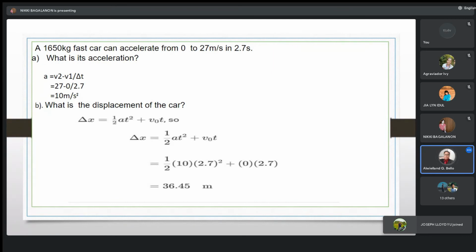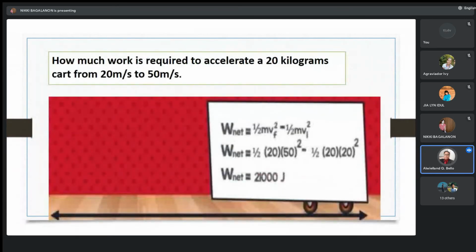Can you go back to the previous one? That's it. How much work is required to accelerate a 20 kilogram cart from 20 meters per second to 50 meters per second? So what is your understanding of going from 20 to 50? Does the kinetic energy increase or decrease? Increase. It increases, obviously, because your object becomes faster.